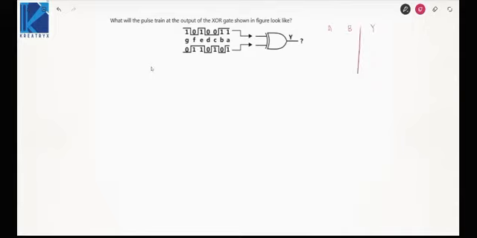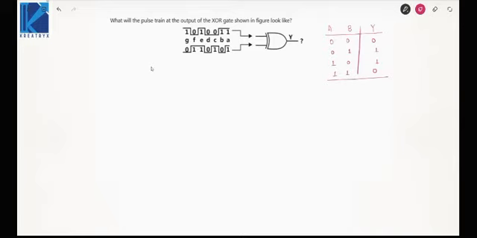Let me write down the truth table of the XOR gate. 0 0 gives 0, 0 1 gives 1, 1 0 again gives 1, and 1 1 gives 0. That is the truth table of the XOR gate. Now when you draw the pulse, how will you determine it?